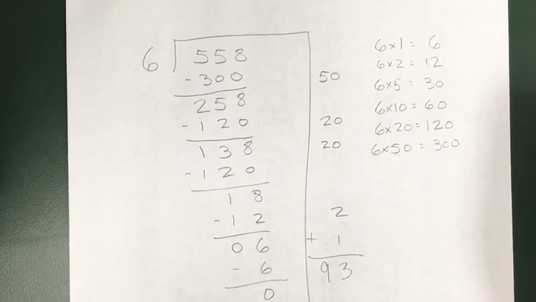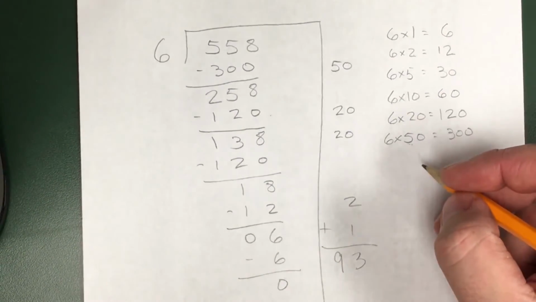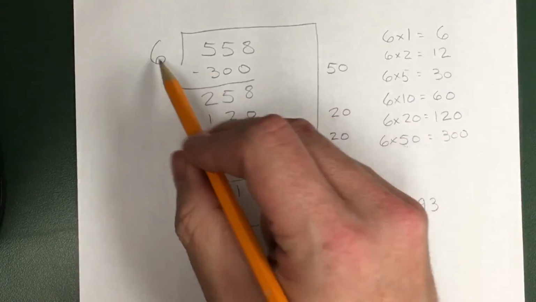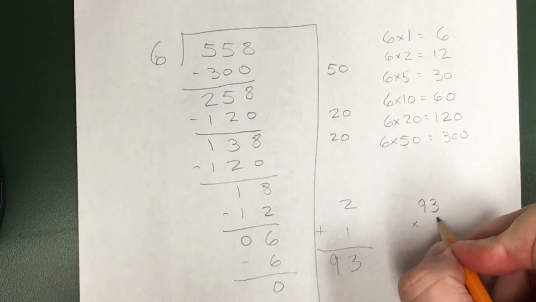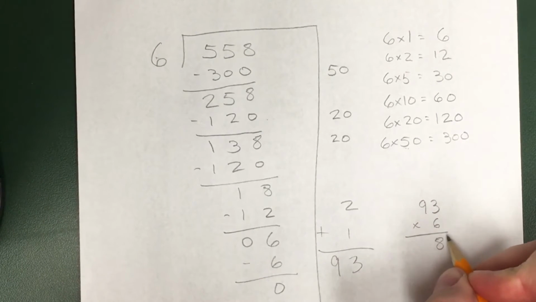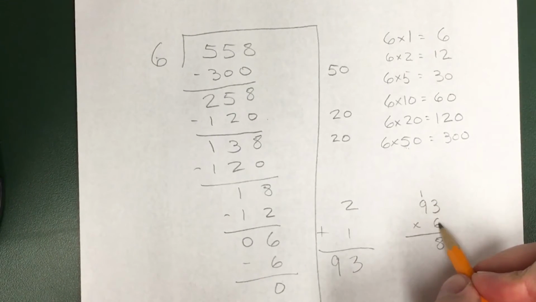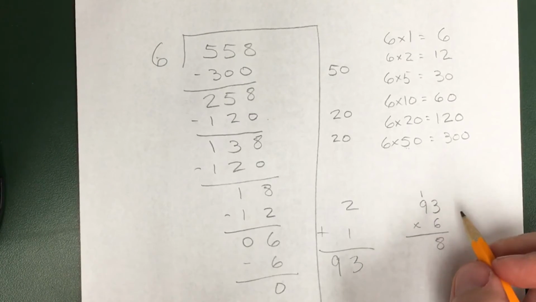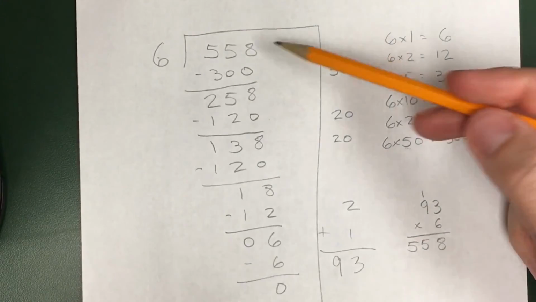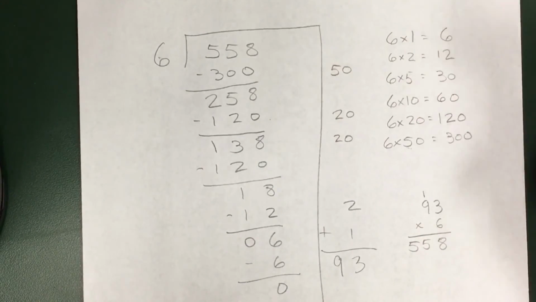So now I'm going to check my work. So I'm going to do the inverse of division. I'm going to multiply. So 93 times 6, which was our divisor. So 3 times 6 is 18. Carry the 1. 6 times 9 is 54. Plus 1 is 55. And I should match up with my dividend that I started with of 558.